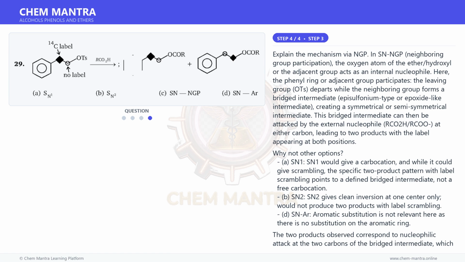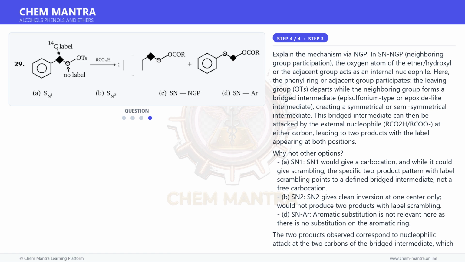This bridged intermediate can then be attacked by the external nucleophile, RCO2H or RCO2-, at either carbon, leading to two products with the label appearing at both positions. Why not other options? A.